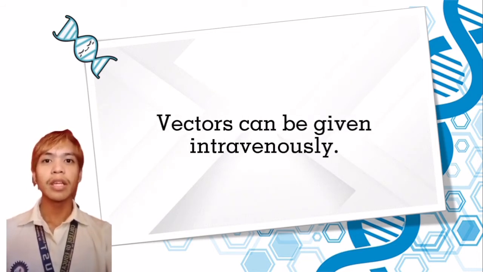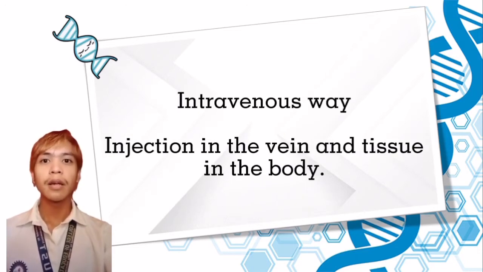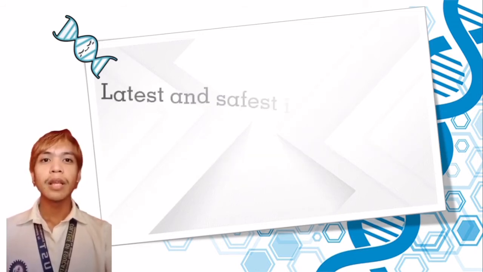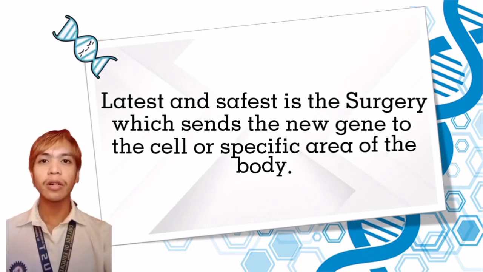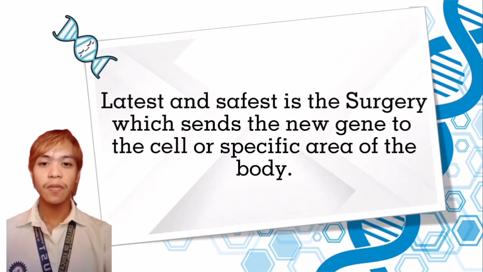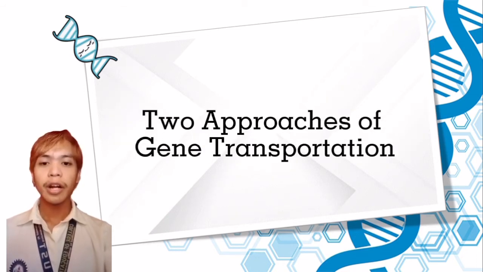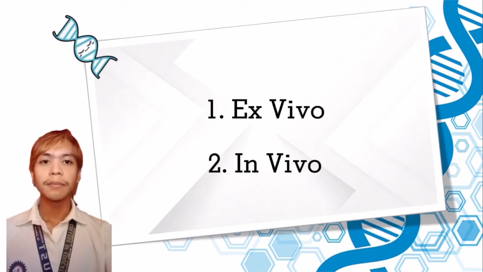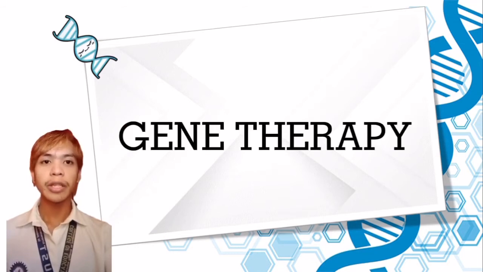Vectors can be given intravenously. An example of this is injection in the vein and specific tissue in the body. The latest is surgery, in which vectors are delivered into a specific area of the body. There are mainly two approaches for the transfer of genes in gene therapy. These are ex vivo and in vivo, which will be reported by Miss Cherry Gil Peralta and Miss Riza Negrido.